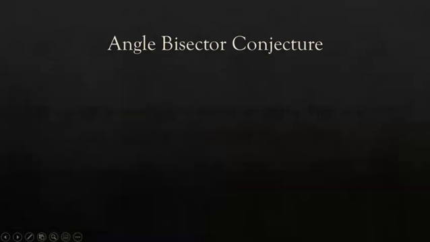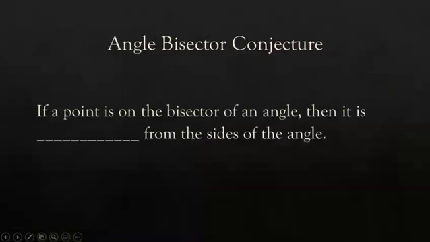The angle bisector conjecture says if a point is on the bisector of an angle, that would have been my point A, then it is what from the sides of the angle? It is equidistant from the sides of the angle. We saw that the shortest distance to both sides of the angle were the same from that point A. And I could have chosen another point further up or down on that angle bisector, and they would have had the same distance to both sides.